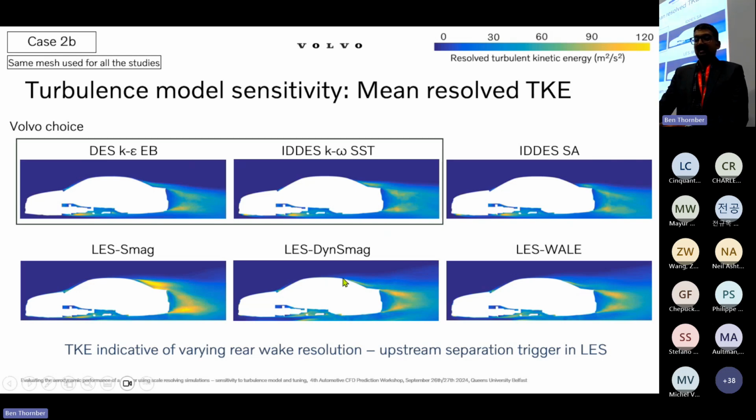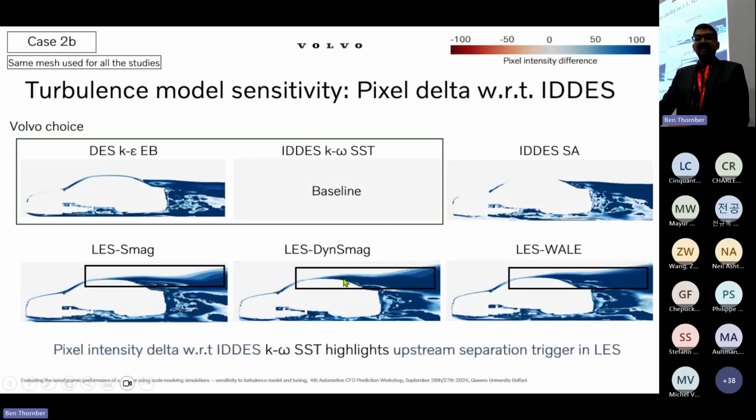And this is again an explanation of the poor quality of our simulations, nothing else. I did the same thing again, so I took a pixel-to-pixel delta for the plots that I showed you in the previous slide, and this is fairly evident. In all of the LES methods, you can see that we trigger separation quite far upstream, and that can be a consequence of having poor wall resolution in these methods.